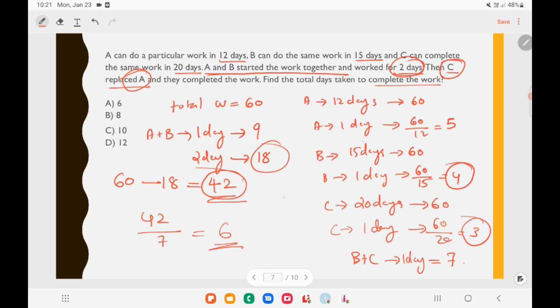So initially A and B together took 2 days. And now B and C together took 6 days. So total 8 days is required to complete the work. So option B is the right answer.